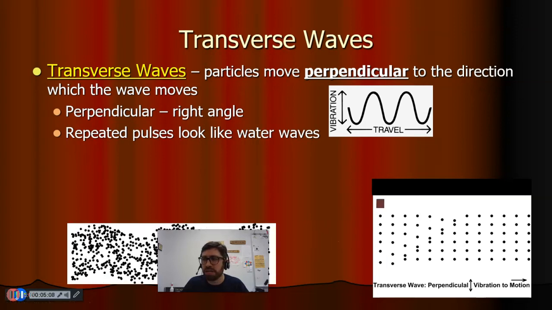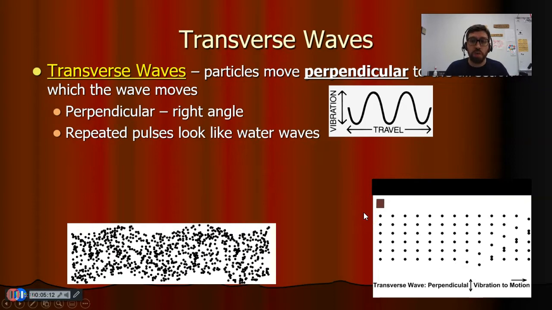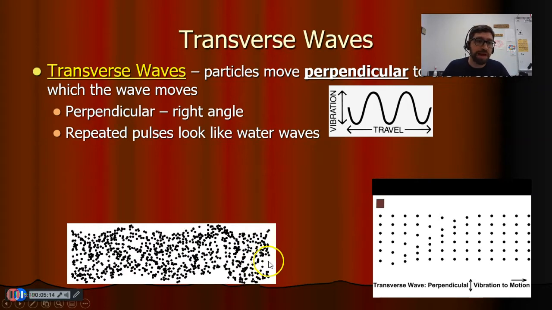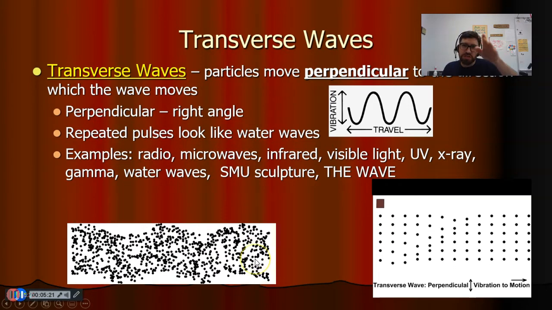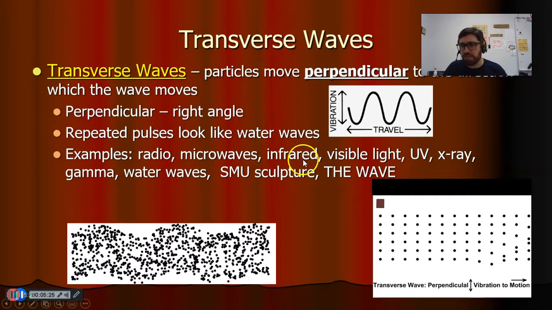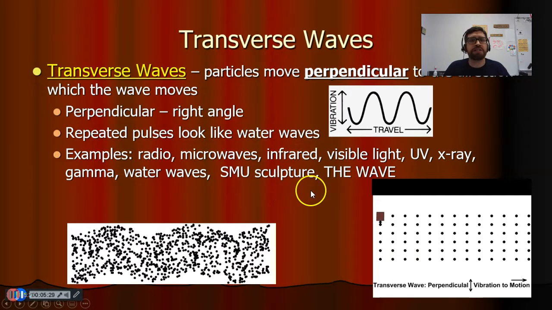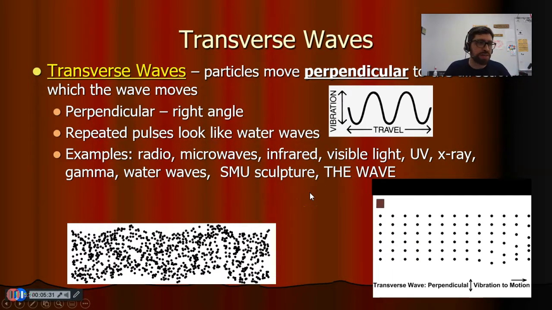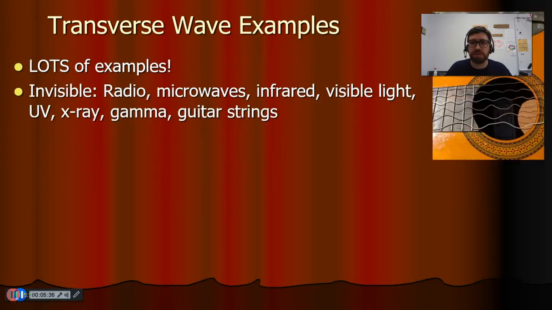If we have repeated pulses on a transverse wave, they simply look like waves on the water. As a matter of fact, when we look at examples of transverse waves, water waves are one example, at least surface water waves. But also radio waves, microwaves, infrared, visible light, UV, all of these things are examples of transverse waves. And let's look at some examples here just by picture.